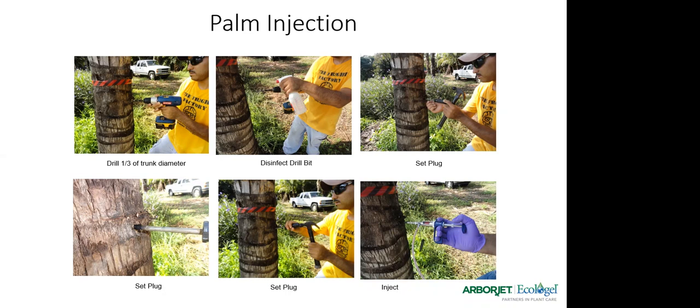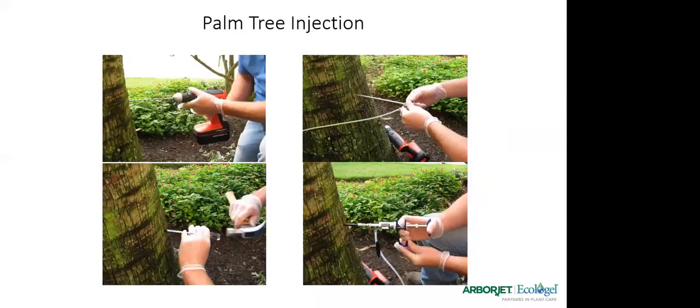So it's a very similar process to what we do with trees. It's just we tend to have to drill a little deeper than we normally would, and then we tend to set that plug so it's slightly recessed below the bark. We don't set it all the way back in the hole. And then we also have the ability sometimes to reuse those sites. So that's kind of encouraging.